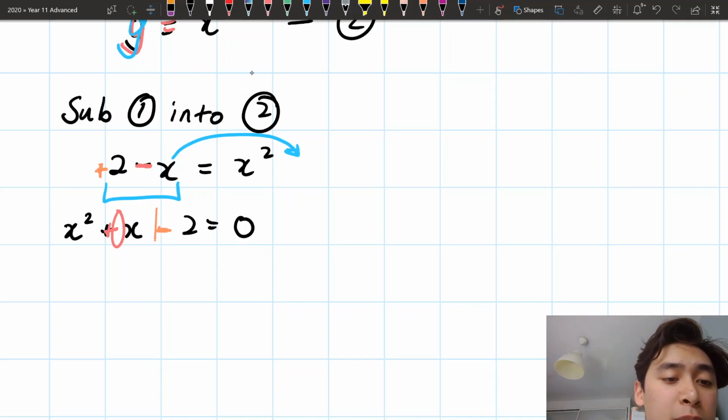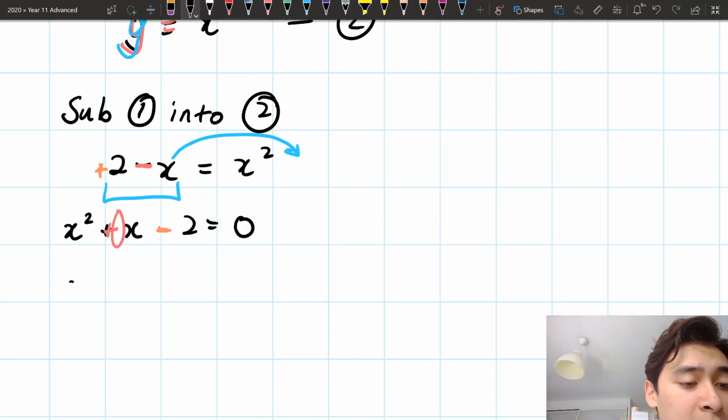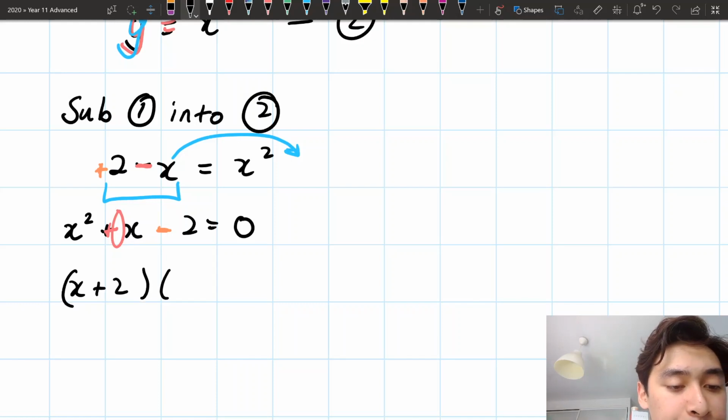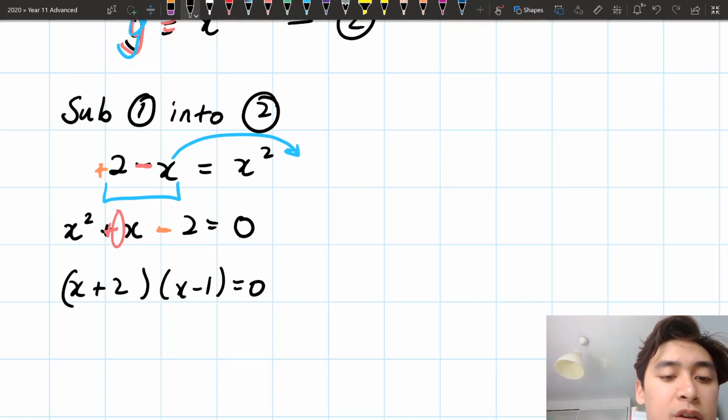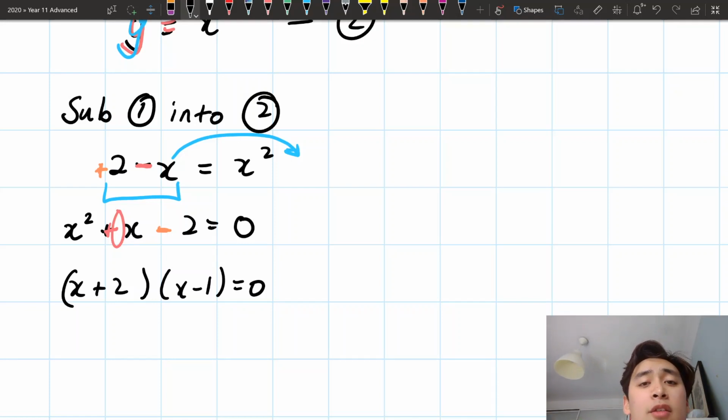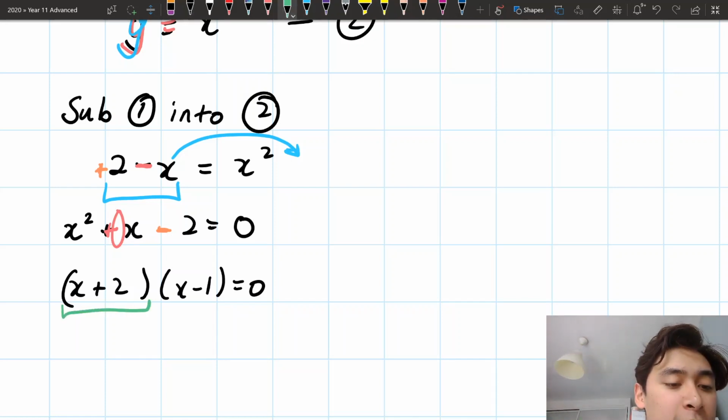Now, we've done a bit of practice on this, so I'm just going to give you the solution here. I'm going to get x plus 2, x minus 1 is equal to 0. Okay, I factorized it. What do I now do? If you remember, I solve each one of these factors separately. So I'm going to solve this first factor.